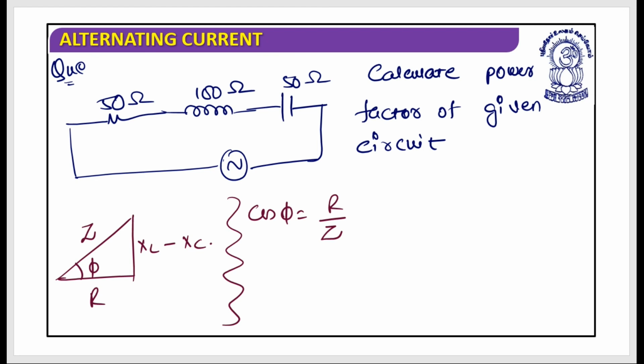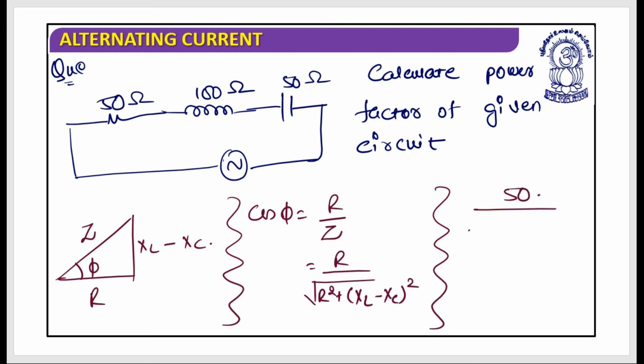Now, cos phi is equal to R by Z, which is equal to R divided by the root of R square plus (XL minus XC) whole square. When I write this, R is 50 ohm, divided by the root of 50 square plus XL, which is 100 ohm, minus XC, which is 50 ohm, so 100 minus 50 whole square. This is equal to 50 divided by 50 into root 2.